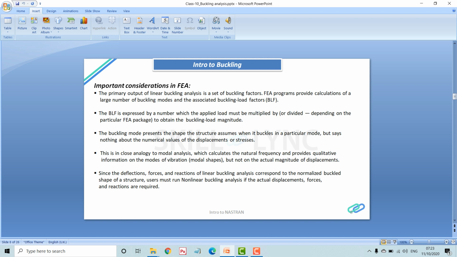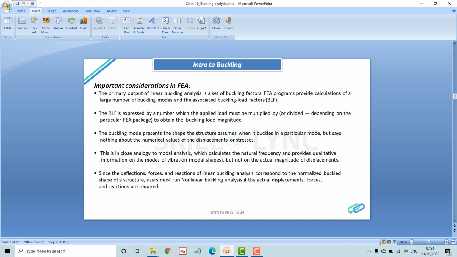So before we get into the demonstration, I would like to speak to you about the important considerations of buckling analysis, especially through the finite element method. The first one is that the primary output of the linear buckling analysis would be a set of buckling factors. These buckling modes and the associated load factors will be the primary output for any FE tool for the buckling analysis that has been carried out. The buckling load factor is nothing but a number that will be multiplied to the applied load to get the buckling load magnitude.